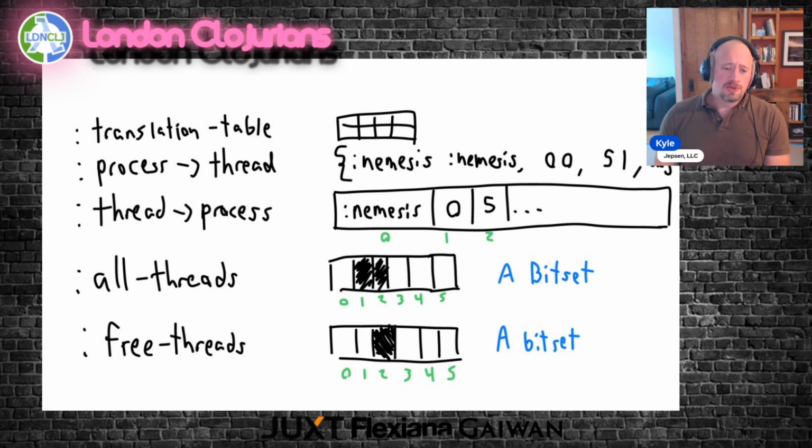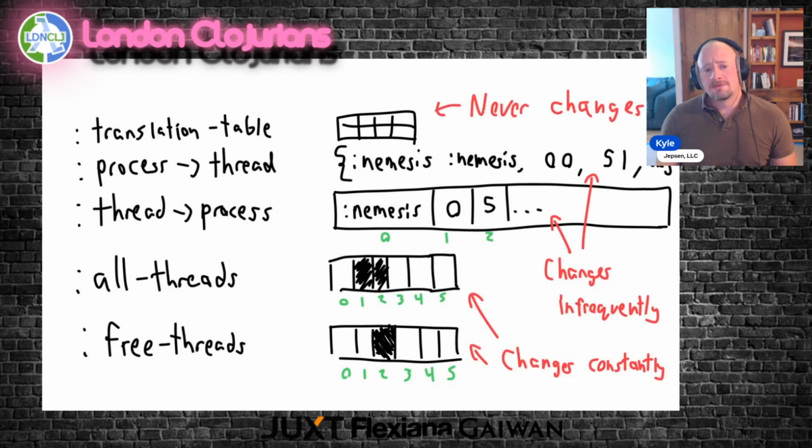I can also store the all threads and free threads sets as bit sets, which means I can pack 8 distinct values into a single byte. So now I can pack a reasonably large number of items in a set into a really compact memory representation. And even though I have to rewrite the entire bit set every single time, it's so much smaller than the representation of an array set or a hash set that it actually works out to be faster.